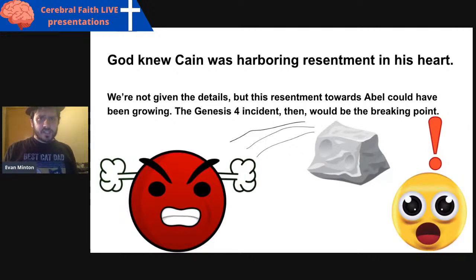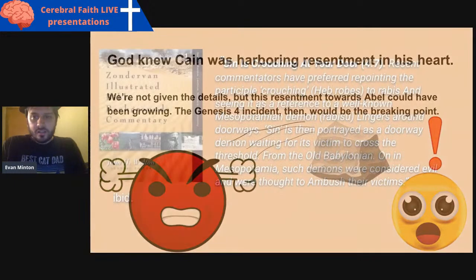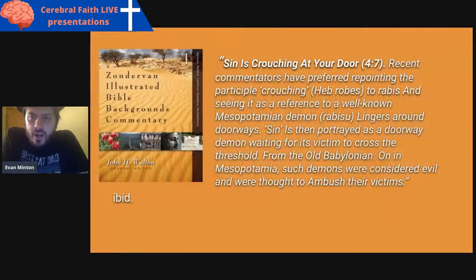Now, in the Zondervan Illustrated Bible Background Commentary, I read something really interesting about this sin that crouches at the door of Cain's heart. John Walton writes, quote, "Sin is crouching at your door," chapter 4, verse 7. Recent commentators have preferred repointing the participle crouching, Hebrew robes, to rabis, and seeing it as a reference to a well-known Mesopotamian demon, Rabisu.